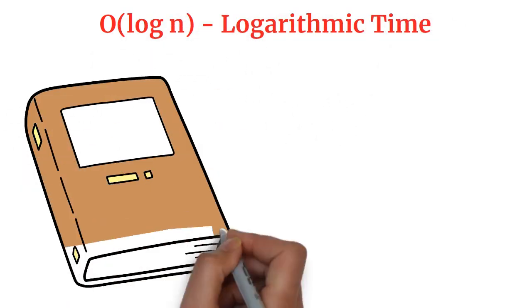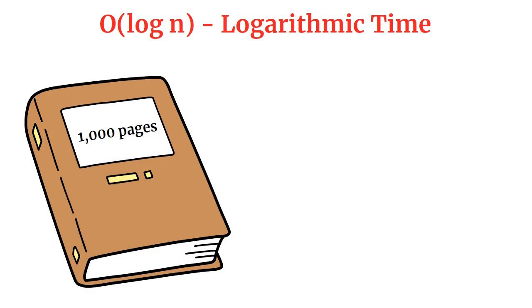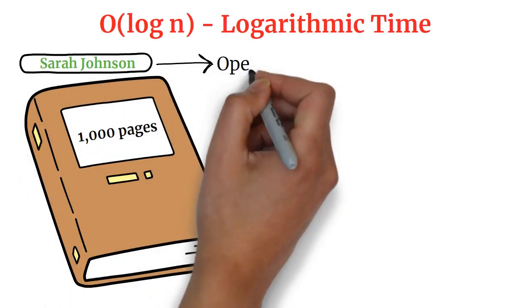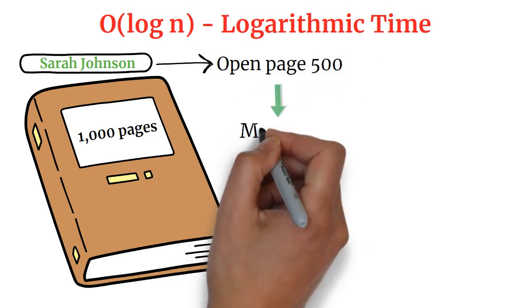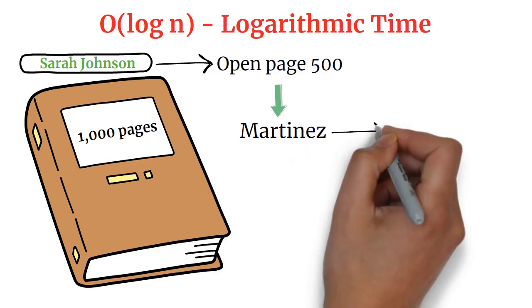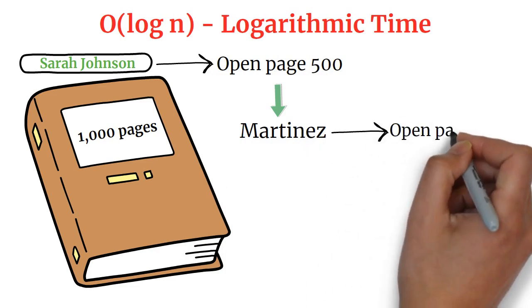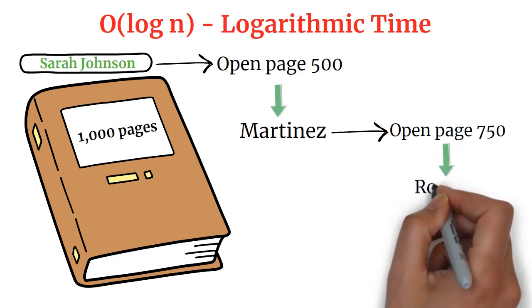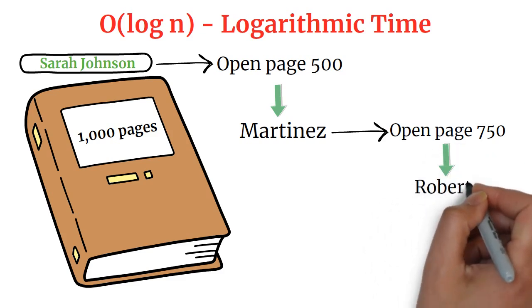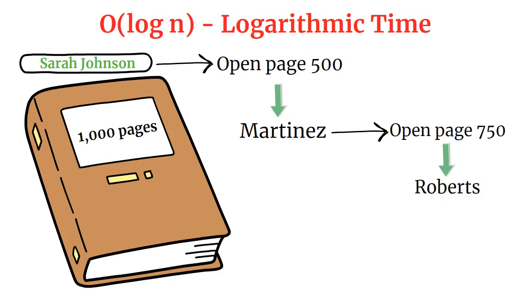This is where it gets interesting. Imagine a phone book with 1,000 pages. To find Sarah Johnson, do you start at page 1? No, you open to the middle, page 500. You see Martinez. Sarah comes after that, so you ignore the first 500 pages. You open to page 750. You see Roberts. Sarah comes before that. You've now eliminated 750 pages with just 2 checks.